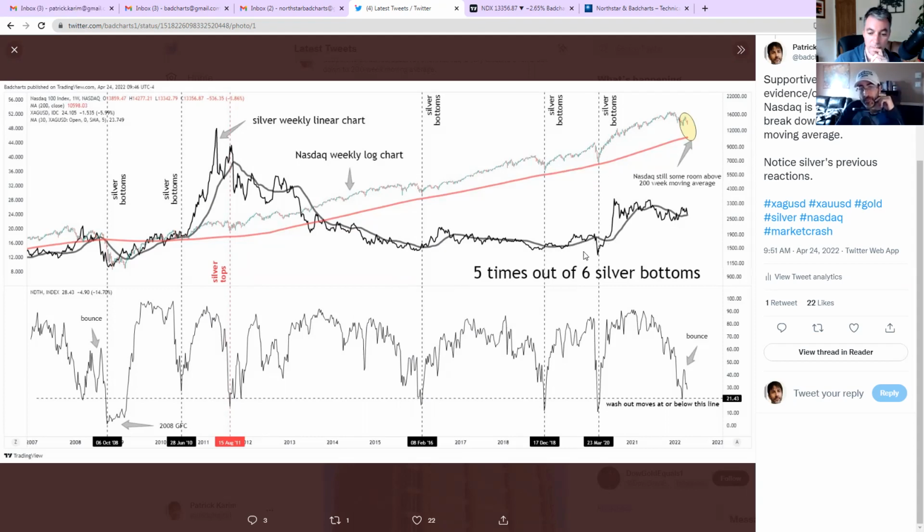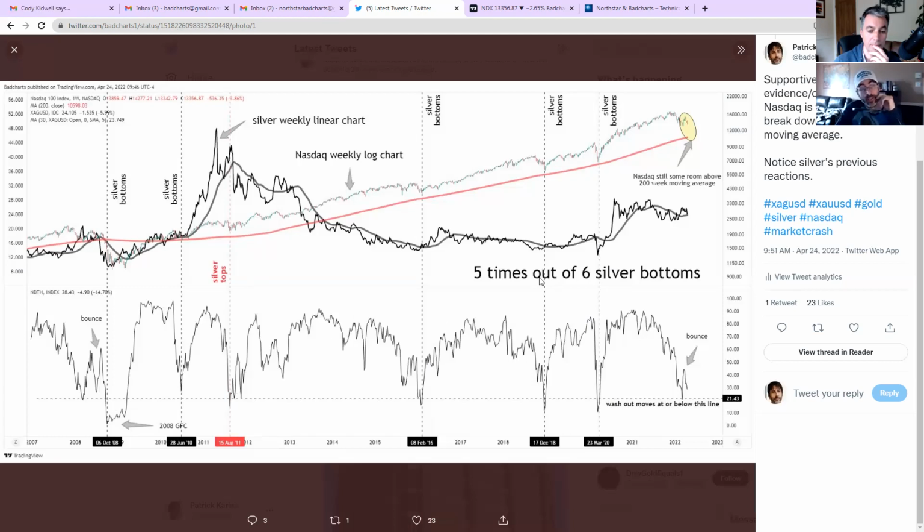March Madness, another severe out-of-the-blue, unexpected crash. Just bam, went down. Fed steps in. The NASDAQ started bouncing up, and silver outperformed the NASDAQ out of the gates. So every time, or 5 times out of 6, when the NASDAQ was really weak, whatever they did to save the NASDAQ, silver out of the gates blew out and outperformed the NASDAQ.